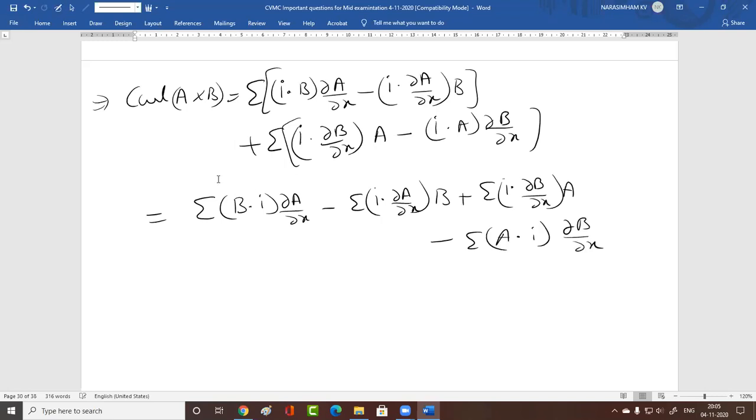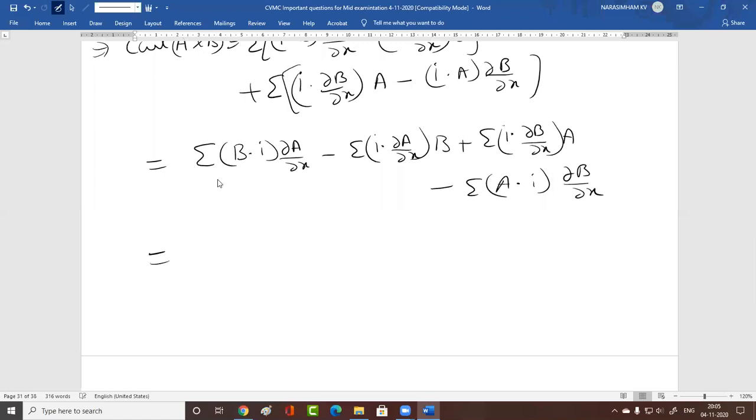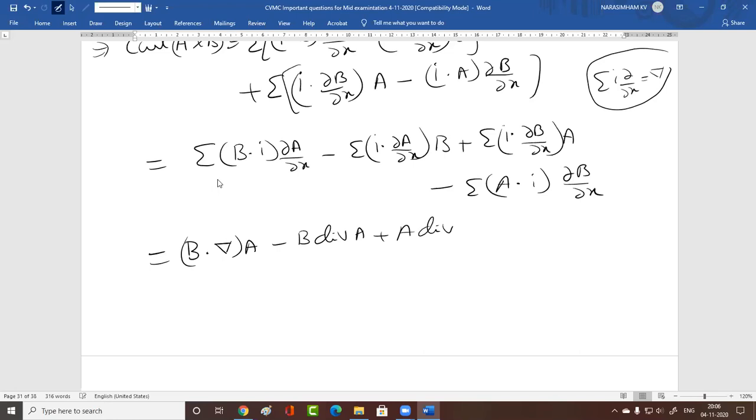Now simplification, final result. So B is constant here. Sigma i dou A by dou x, sigma i dou by dou x is nothing but del. So using this concept, sigma i dou by dou x is del into A. The remaining term is A. Now this is sigma i dot dou A by dou x, which is divergence of A into B plus A into divergence of B minus A, which is constant. Sigma i dou by dou x is del B.